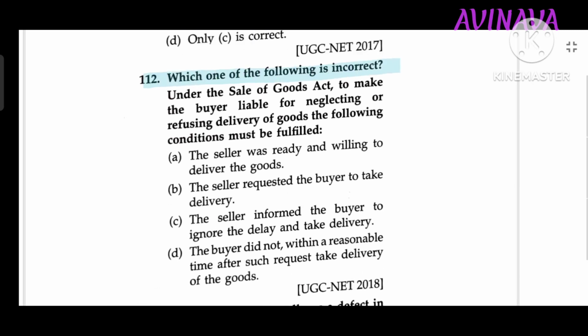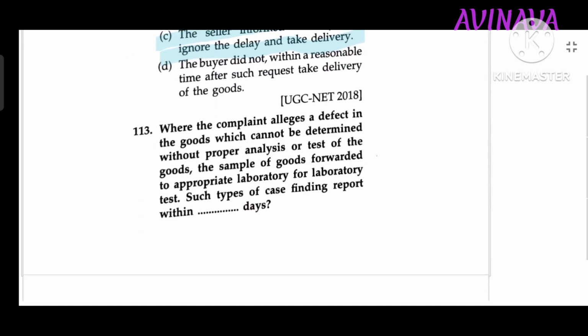Which one of the following is incorrect? Under the Sale of Goods Act, to make a buyer liable for neglecting or refusing delivery of goods, the following condition must be fulfilled. The seller informed the buyer to ignore the delay and take delivery.